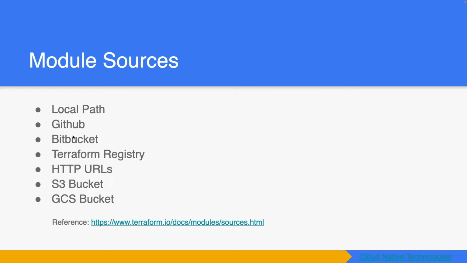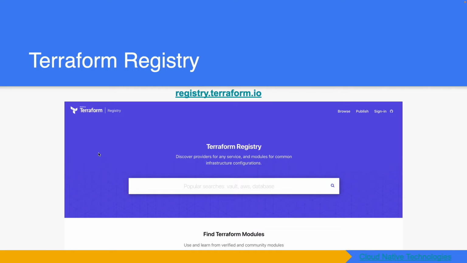We saw that the module source can be a local path or GitHub, but there are many more source paths available. For a full list, please go to the Terraform IO documentation. This is some of the list which is frequently used in the community, like GitHub, Bitbucket, Terraform registry, S3 bucket, GCS bucket, etc. If you go to registry.terraform.io, that's where you can find the Terraform modules which are available in the open source space. You will also find the provider details there.